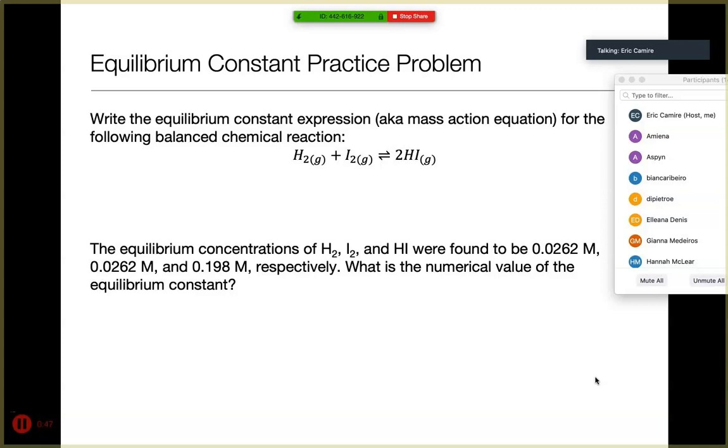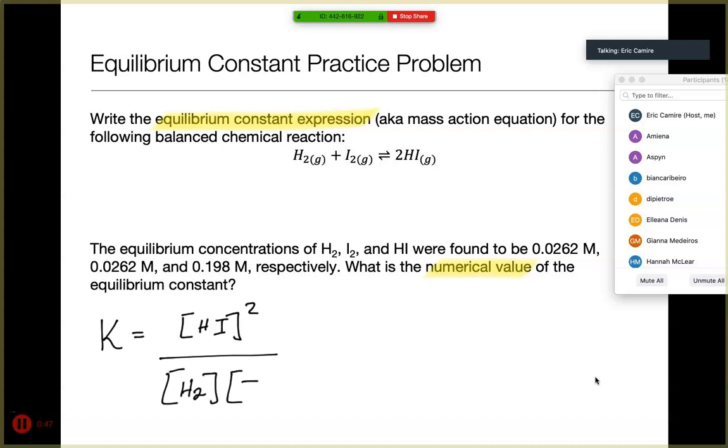So this at the top was just writing the expression. Now on the bottom, I want you to give me a numerical value for K. That's the difference: if I ask you for an expression, it just means variables, and a numerical value means a number. So let me rewrite again, and Bianca, what you gave me. There's my products over my reactants raised to their appropriate exponents.